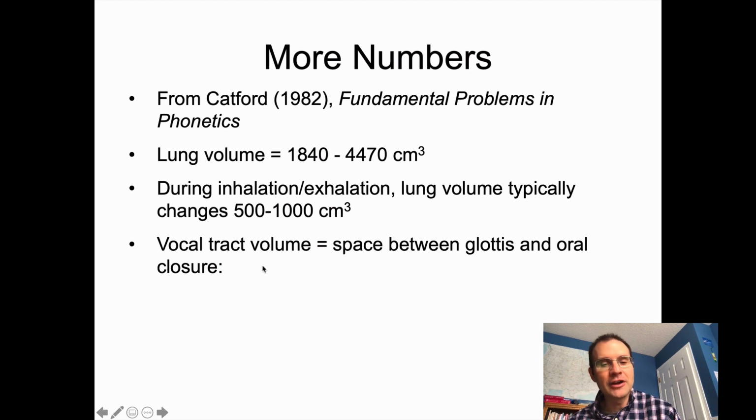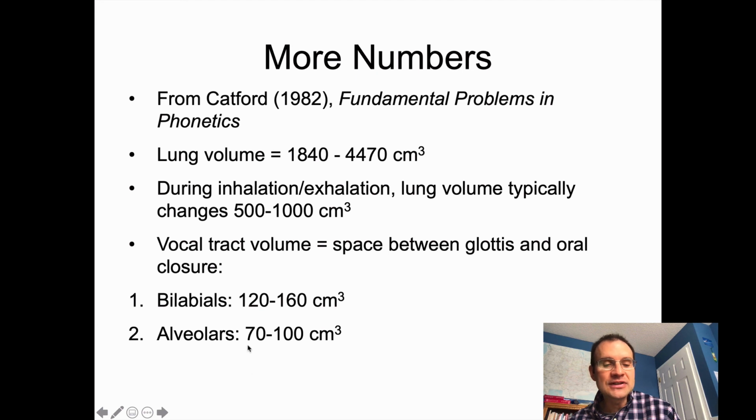But vocal tract volume, which is the space between glottis and oral closure, for bilabials, it'd be about 120 to 160 cubic centimeters. For alveolars, it's 70 to 100 cubic centimeters. And for velars, it's about 30 to 50 cubic centimeters. So in each case, this is a small portion of the amount of change you get in lung volume, or how much air is coming out of your lungs. And it's a dramatically smaller portion in the case of velars than it is for bilabials.